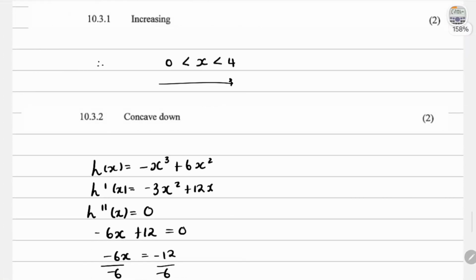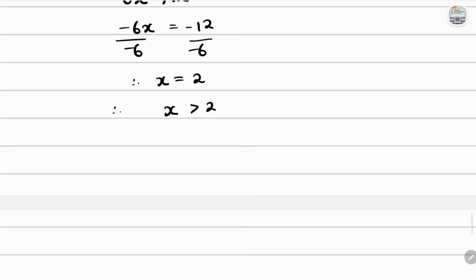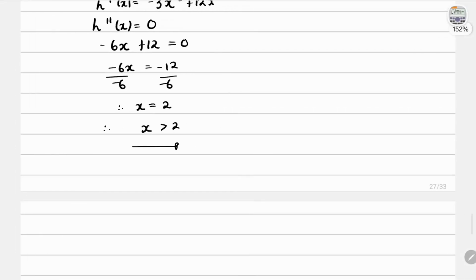Okay, and that's what we're going to tell them. We'll tell them, finally, that means that x is simply greater than 2. That is where it would be concave down, and that is our answer. Moving on to the next question.